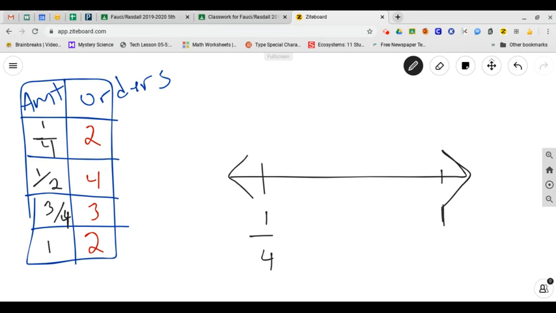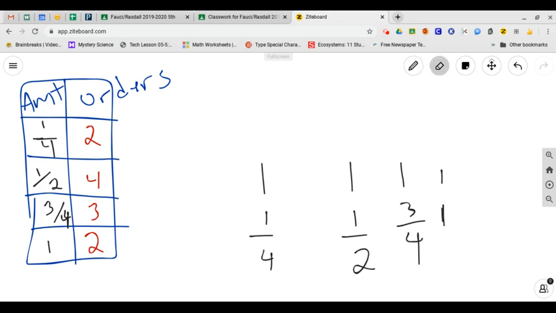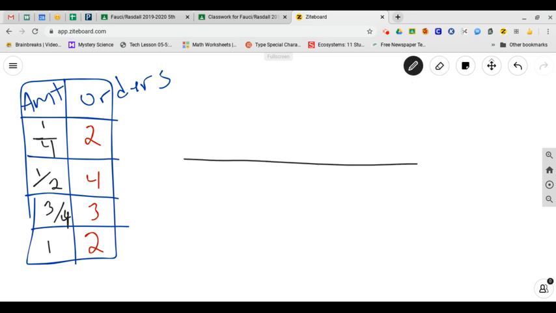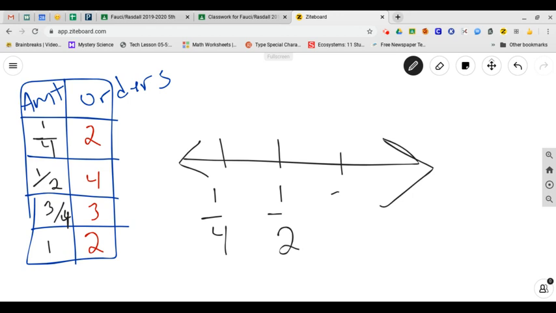I'm just going to break it up. I know half goes here, and I know my 3/4 goes here. This should be probably a little bit closer together. Let's tighten this up a little bit. Let's redo this. Sorry, guys. Let's make this a little bit better. Okay, so we have 1/4, we have 1/2, we have 3/4, and we have 1.